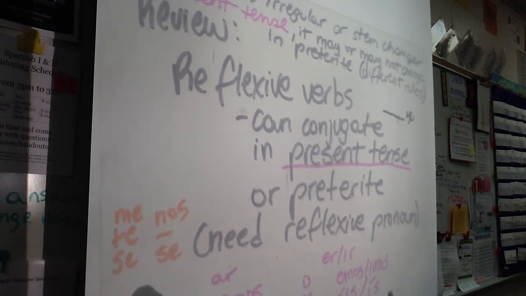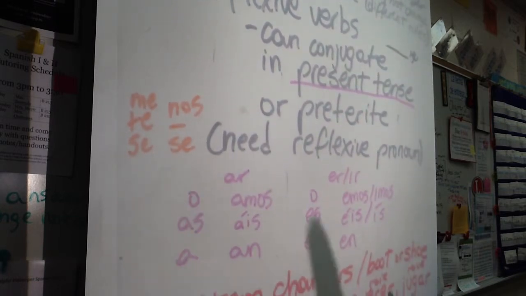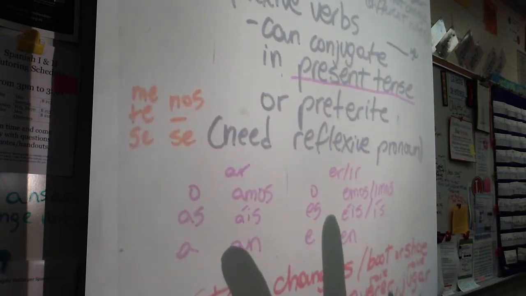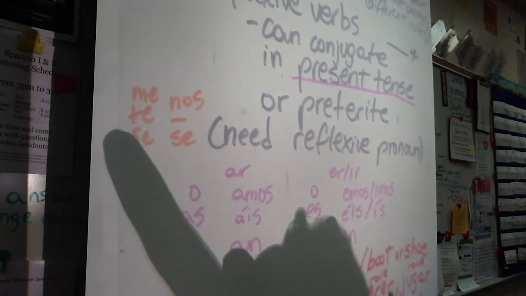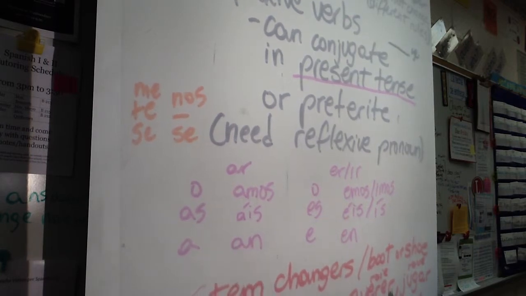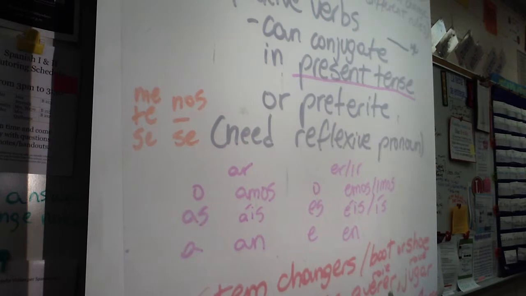Then you need your me, te, se, nos, and se. Those are your pronouns right there, and we happen to do them in the present tense. If you wanted to do those verbs in the preterite tense, you still add your me, te, se, nos, and se in front of the verb if it's one verb, at the end of the verb if it's two verbs, and you would just change your endings. So instead of I wake up, I woke up, woke myself up. That reflexive part still stays there. Okay? So no big deal.